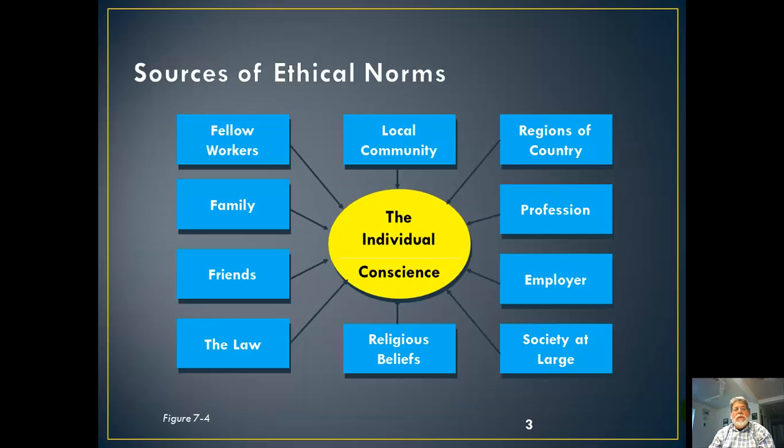Now, where do we get ethical norms? From all over. Look at who influences the individual and the conscience that we have within the individual, that moral conscience. It comes from fellow workers, from family members, friends, the law, religious beliefs, society at large, our employer, the profession we belong to, maybe even regions of the country and your local community. Take a look at those. What may be ethical in one place or in one community or with one group of people, whether it's your family or friends or your religion, all of that has to do with the way that we value or believe or think.